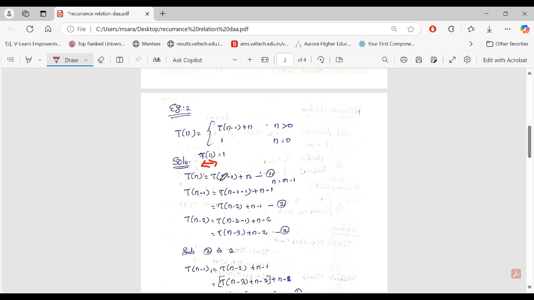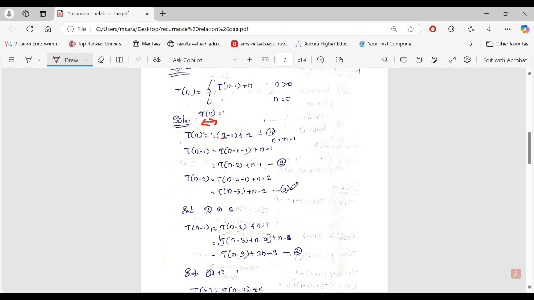From here, T of n minus 1, we have to replace the n. First I replace it by n minus 1, then by n minus 2. After replacing by n minus 2, we get n minus 2 minus 1 equals n minus 3. So we got the equations 1, 2, 3.